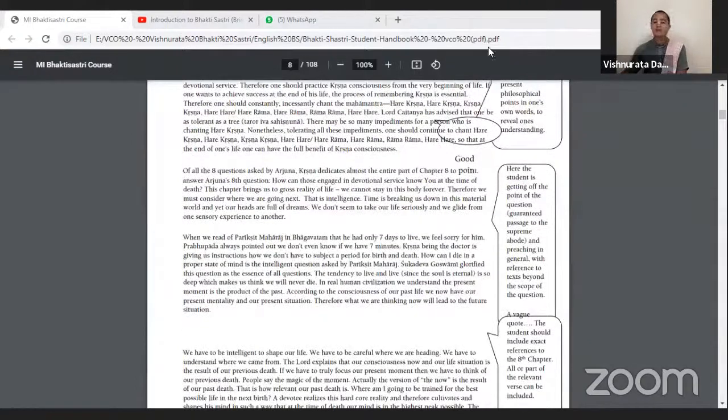Although sometimes you may see that some quote or slokas may be relevant in the Srimad Bhagavatam or Chaitanya Charitamrita, it is not asked in the question. So don't take that quote. You have to just stick to chapter 8. Whatever question asks you, just follow that. In that way, you will get good marks.